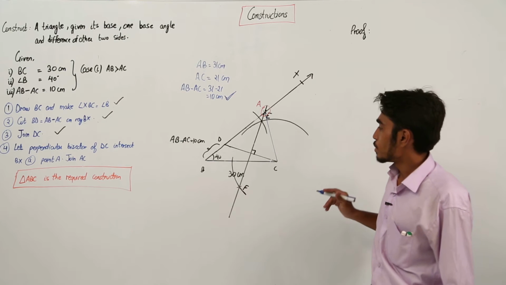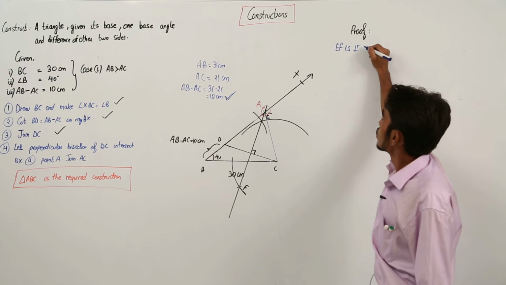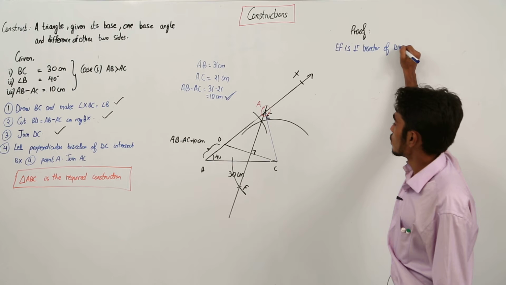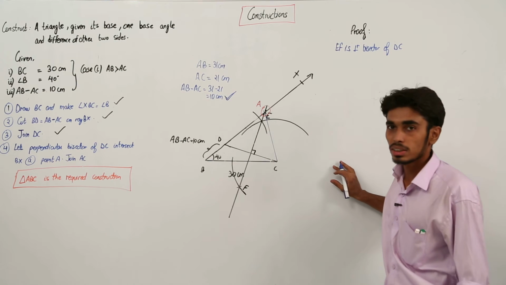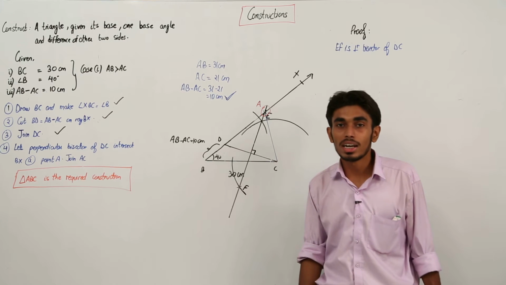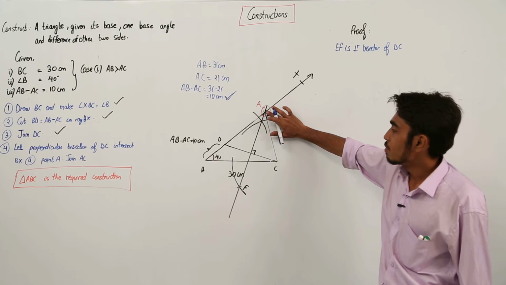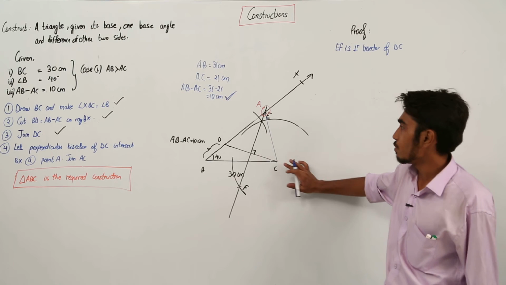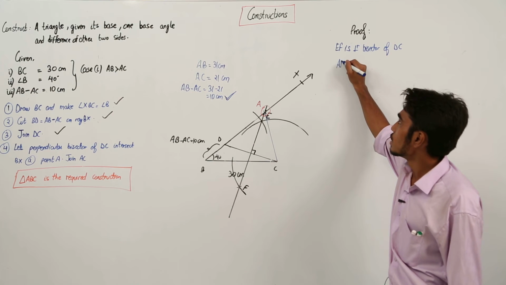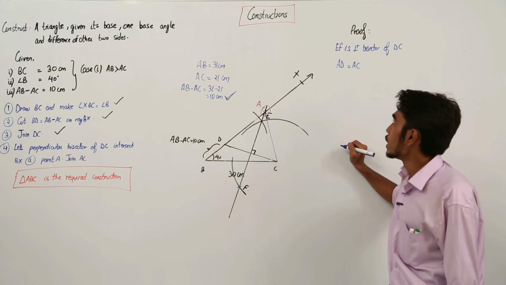So I can see that EF is the perpendicular bisector of DC, and we know that any point that lies on the perpendicular bisector is equidistant from the end points. So I can say that A, which is lying on the perpendicular bisector EF, should be equidistant from D and C, which implies AD should be equal to AC.